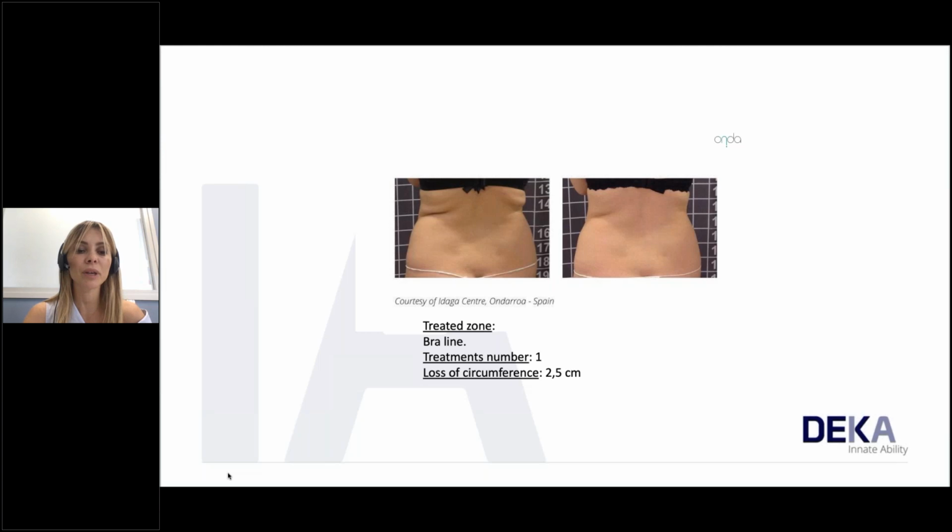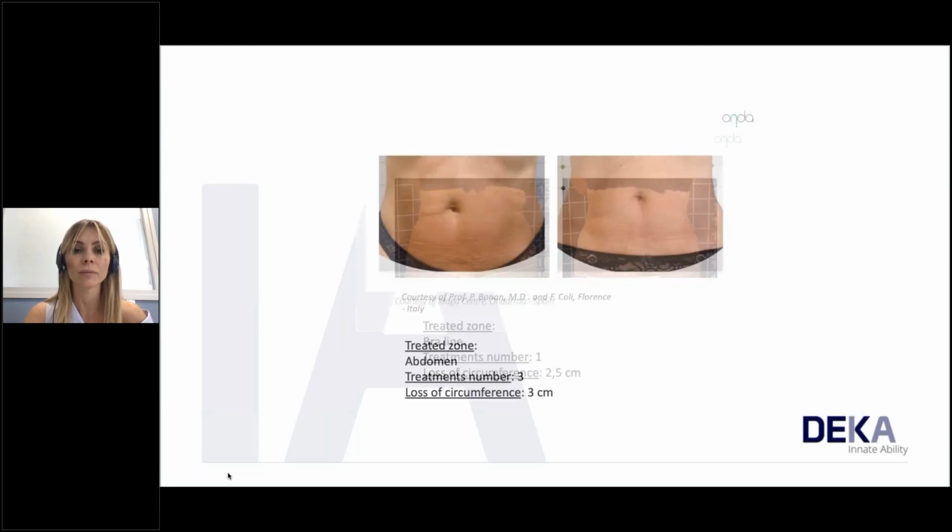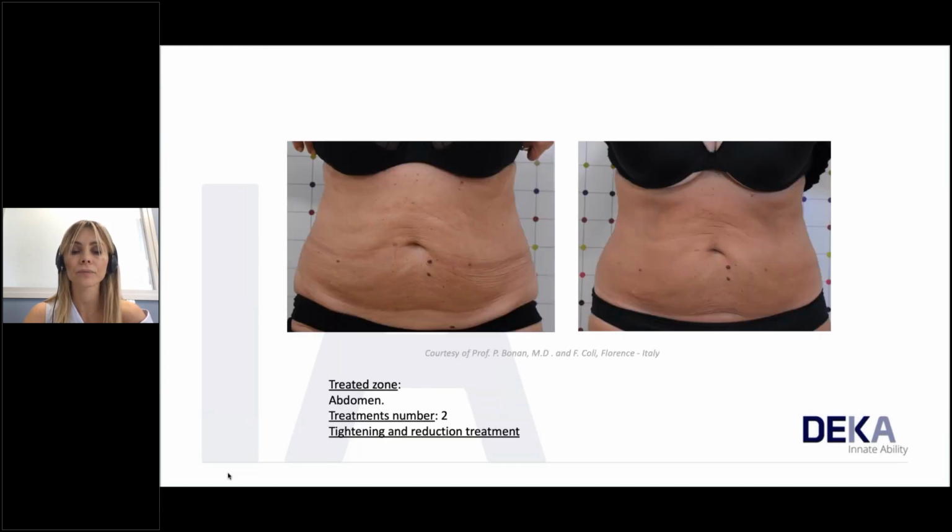This is a very nice picture in which you can see the improvement of the bra line with a loss of circumference of 2.5 centimeters after only 1 treatment session. And also here you can see the improvement, the loss of circumference and the improvement of the flanks. Also in this picture, you can see the improvement in skin quality.